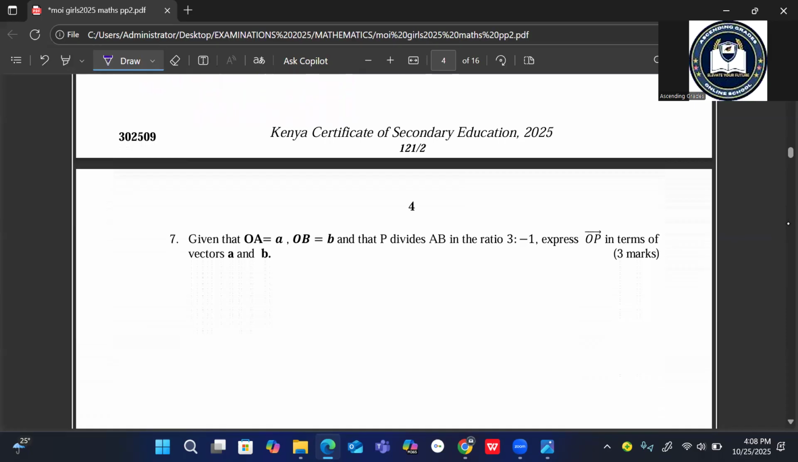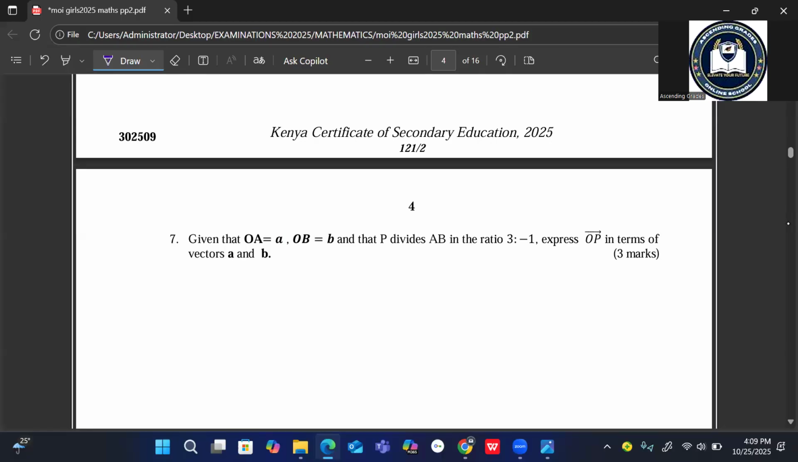Given that OA is equal to A, OB is equal to B, and that P divides AB in the ratio 3, -1. Express vector OP in terms of vectors A and B.